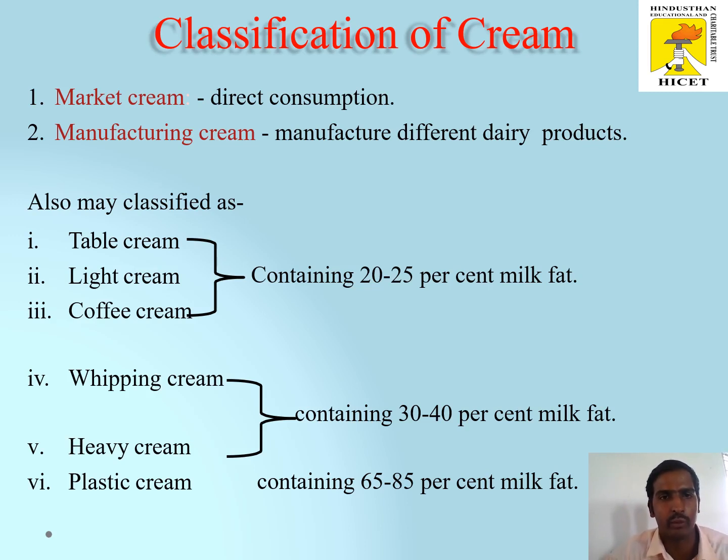Based on consumer preferences, we manufacture the cream and we can apply it over certain products. And as I told, based on the percentage of fat, if the cream contains 20 to 25% milk fat, then it is called table cream, light cream and coffee cream. If it contains 30 to 40% milk fat, we call it a whipping cream and a heavy cream. And if it contains 65 to 80% milk fat, then it is called a plastic cream.